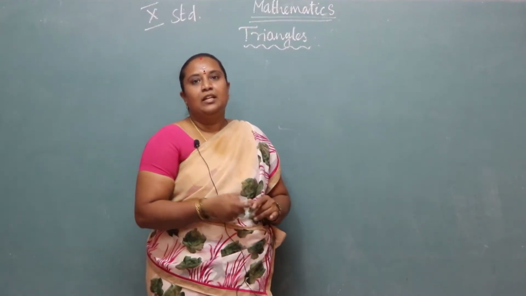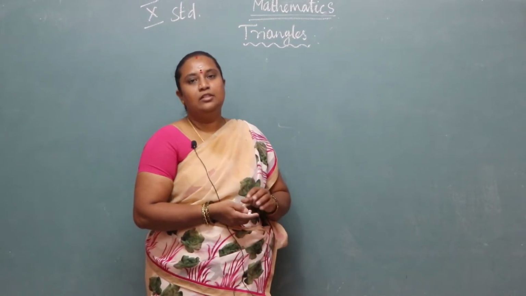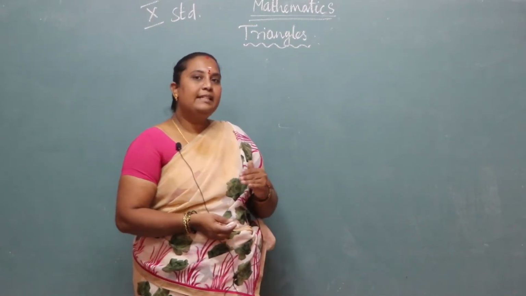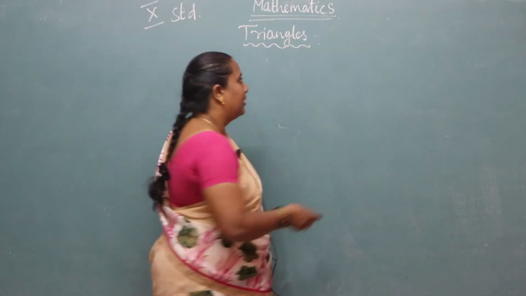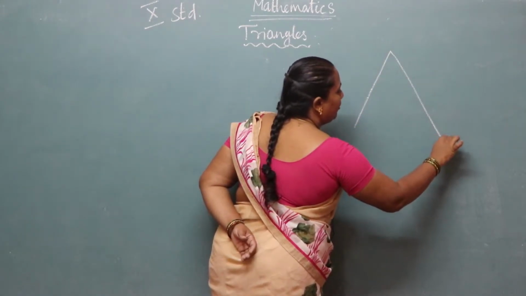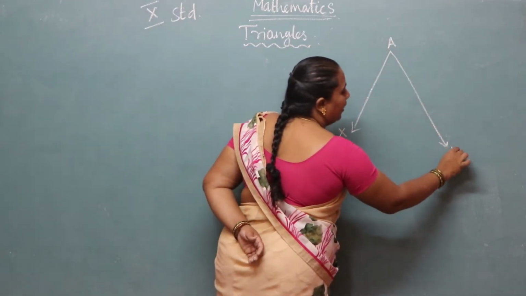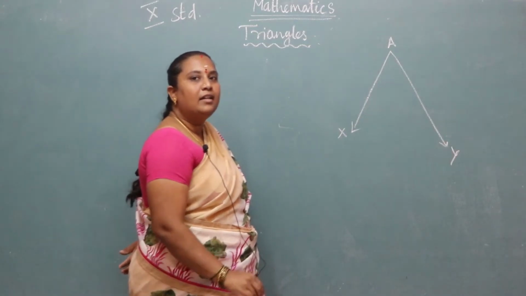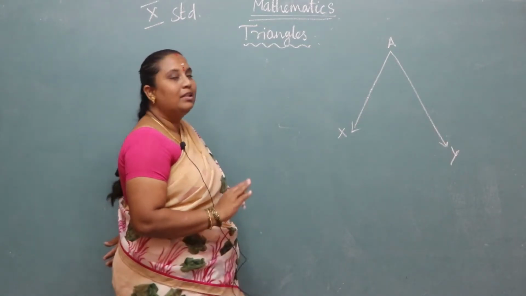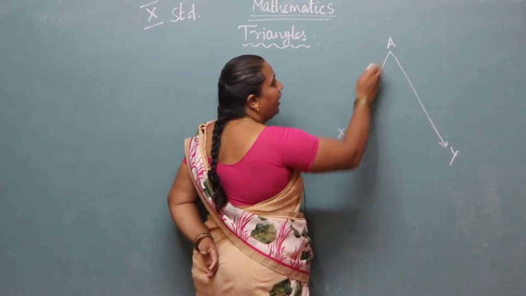Hello children, in today's class let us see an activity for triangles. Okay, so let us draw an angle first. Here we can draw an angle XAY. In this we can take one ray, that is AX.